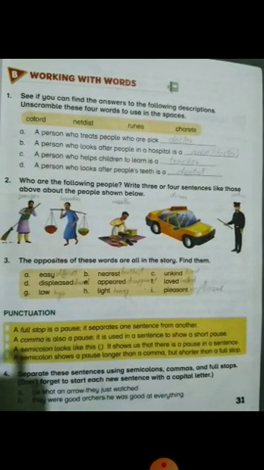Come on, textbook page number 31, part B. See if you can find the answers to the following descriptions. Unscramble these 4 words to use in the spaces. The first word is doctor, D-O-C-T-O-R, doctor. The second is dentist, D-E-N-T-I-S-T, dentist. Third one is nurse, N-U-R-S-E, nurse. The last one is teacher, T-E-A-C-H-E-R, teacher.